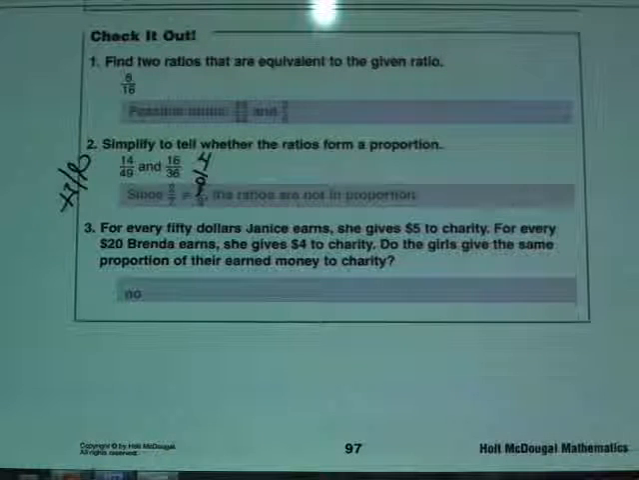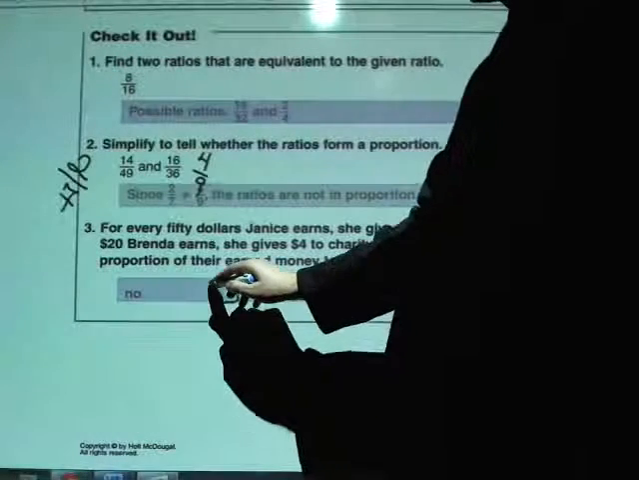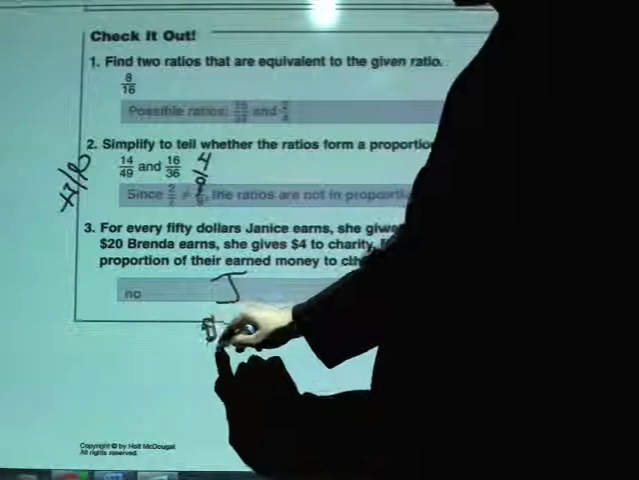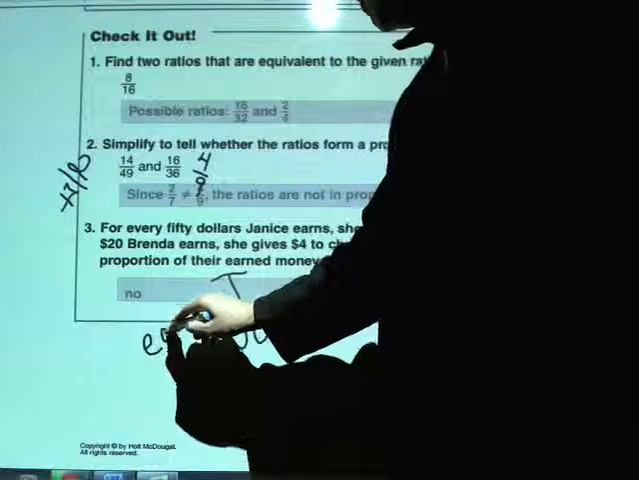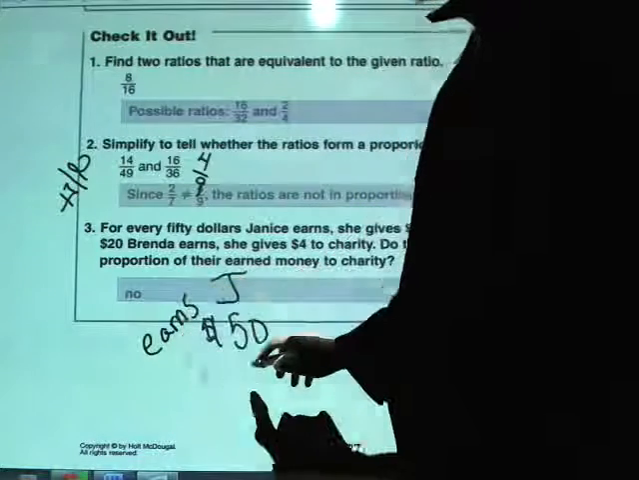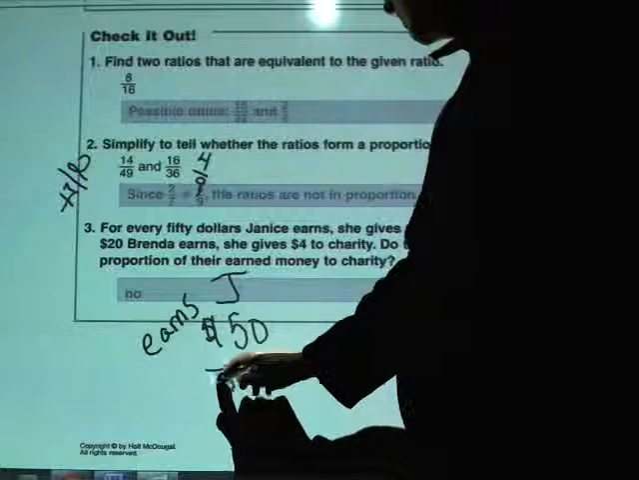All right, let's look at the last one, number 3. For every $50 Janice earns, she gives $5 to charity. For every $20 Brenda earns, she gives $4 to charity. Do the girls give the same proportion of their earned money to charity? All right, so it said for Janice, for every $50 she earns, if you want to use their words, she gives $5 to charity.